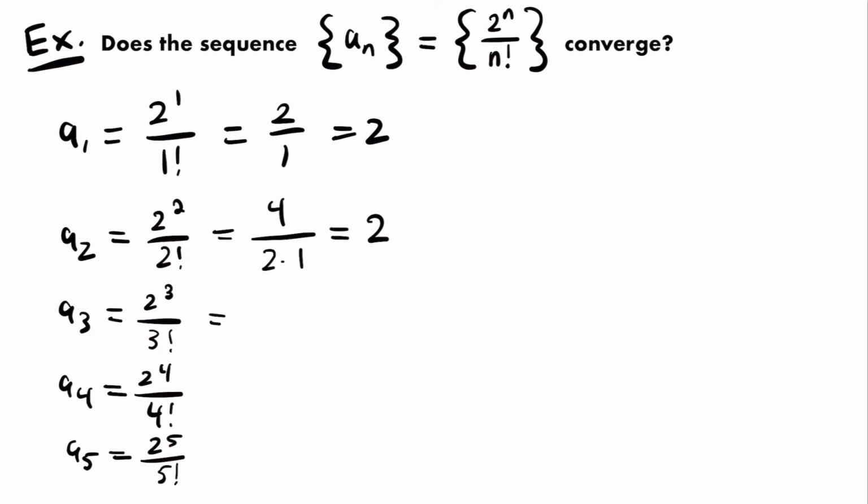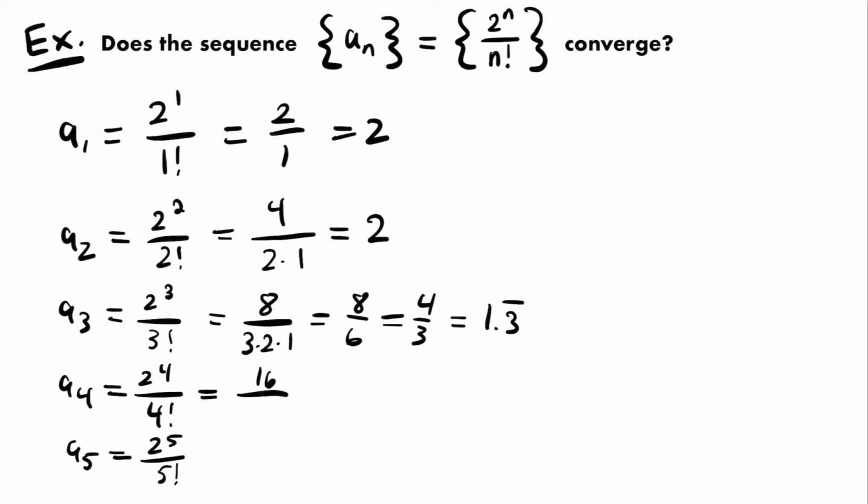A sub 3 will be equal to 8, because 2 cubed is 8, divided by 3 factorial, so 3 times 2 times 1, that's equal to 6. So this is equal to 8/6, which reduces to 4/3, which is equal to 1.3 repeating. Then for a sub 4, this is equal to 16 divided by 4 factorial. So we have 4 times 3 times 2 times 1. That is equal to 16 divided by 24, and that reduces to 2/3, which is equal to 0.6 repeating.